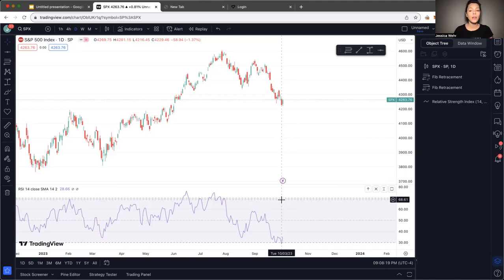So I use RSI a lot in my swing trading strategy. It is very simple to use, and that is how you read the RSI indicator.